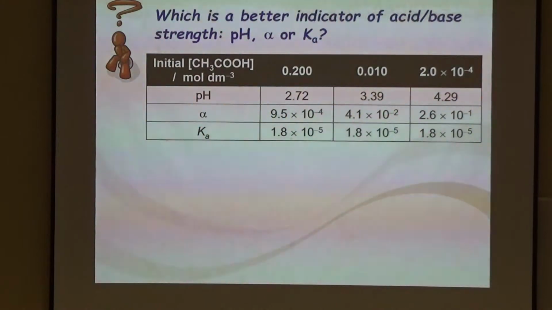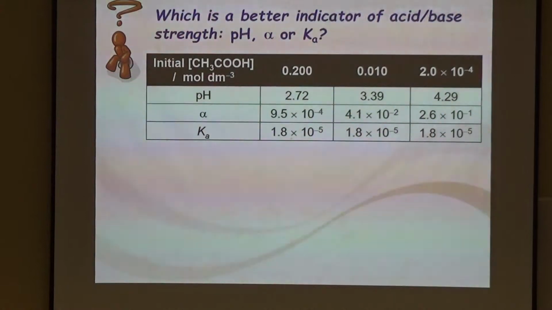Tell me the trend for pH. The pH increases with concentration, right? Alpha increases with decreasing concentration. Ka does not vary.